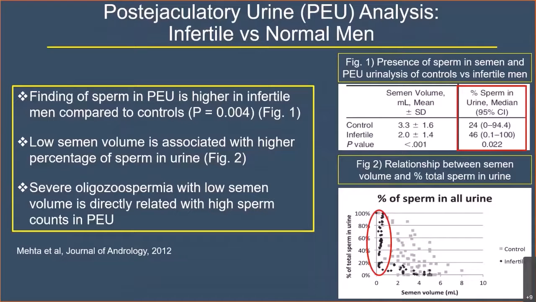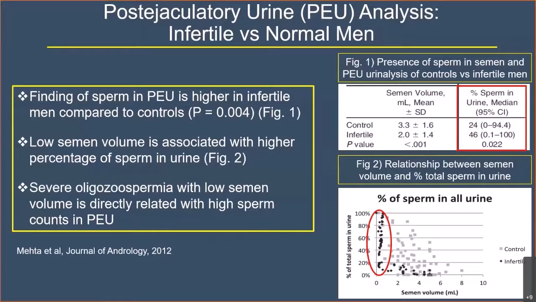So here I wanted to highlight a study by a group, Mehta et al., and they have examined the significance of post-ejaculatory urine analysis in infertile versus normal men. The salient findings of the study were, and they had equal numbers, like 70 infertile men versus 70 normal men with a normal semen sample. The first important finding of the study was that sperm were found in post-ejaculatory urine in higher numbers in infertile men compared to the controls, and this was significantly higher. And this is illustrated in figure 1 on the right side, and it is highlighted with the red text box. The significant difference: 24% sperm in controls versus 46% in infertile men.